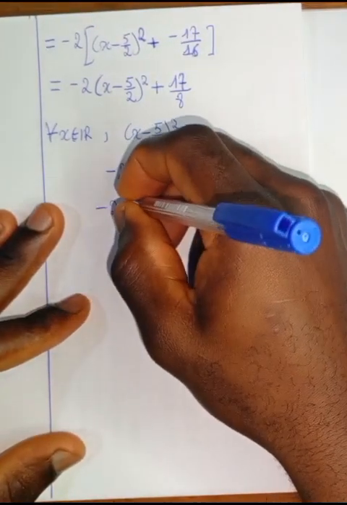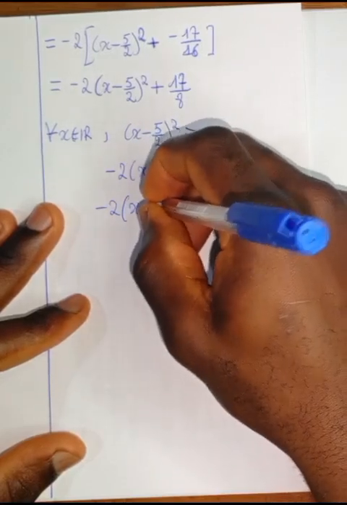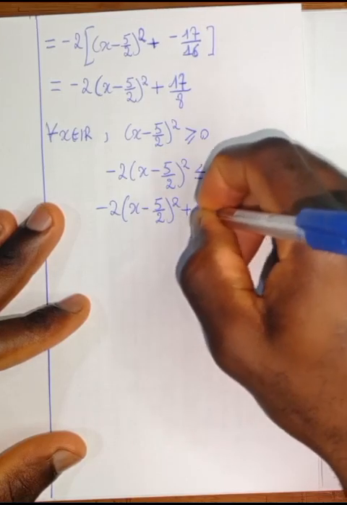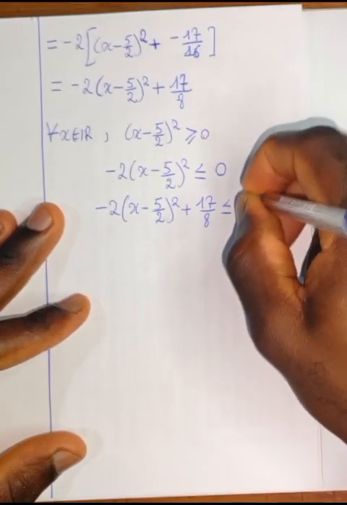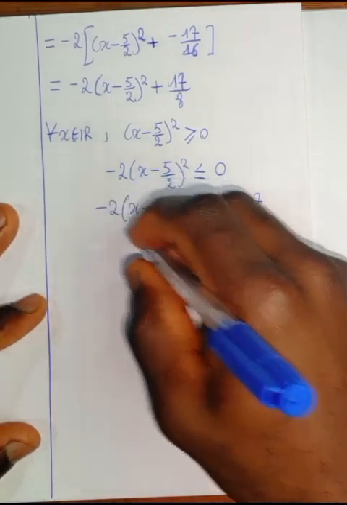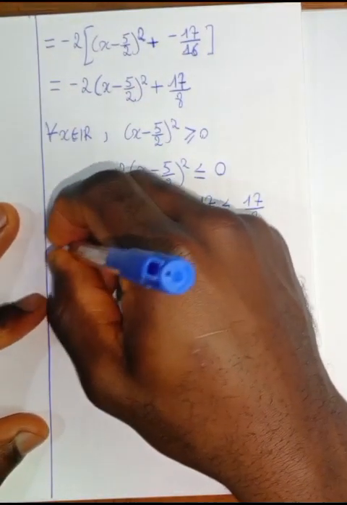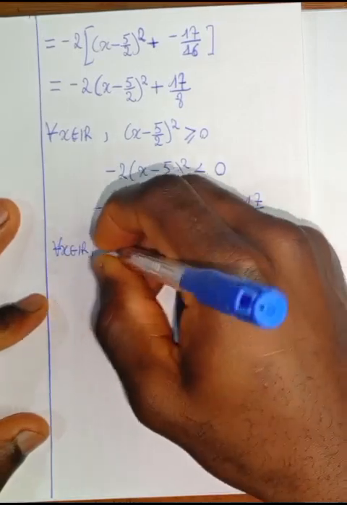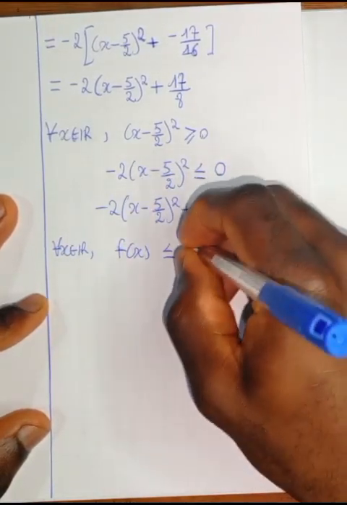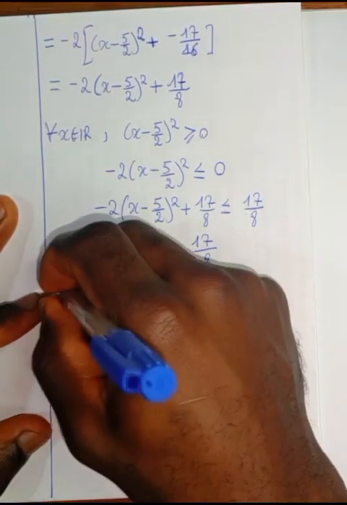Next, we are going to add 17/8 to both sides, plus 17/8. It will be less than or equal to 17/8. We know this is a function f of x. It simply means for all x taken from the set of real numbers, f of x is less than or equal to 17/8. Now we can write down the range.